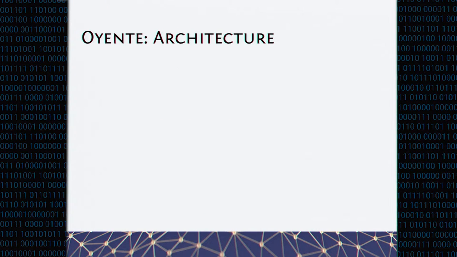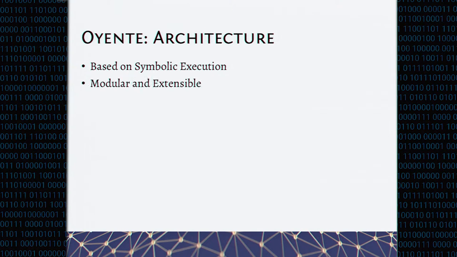Let's consider the architecture of the tool, the first part of it. It's built around symbolic execution. We'll explore that in the next slide. The architecture is also highly modular, and we'll see the parts here. It operates on bytecode, which is produced after compilation, because source code on the Ethereum blockchain is very scarce, and mapping source code to bytecode is a very manual process.